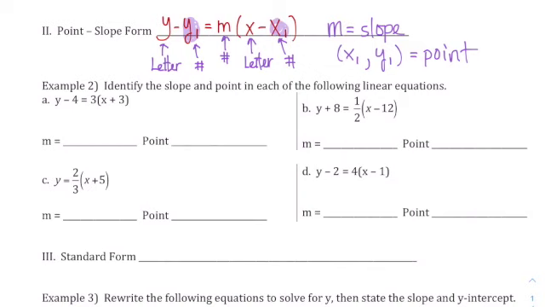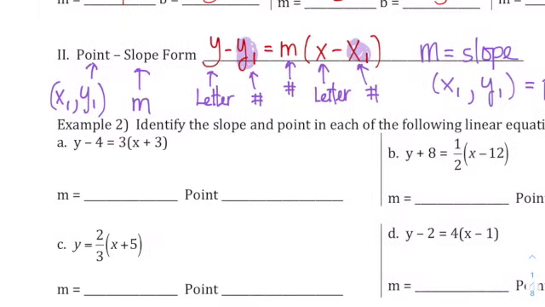Now why is it a point? Well, we have a point x1, y1 right here. That's the x1, y1, not x and y, x1, y1. And there's your m. And that's why it's called point-slope form. You have a point, you have a slope. Now what we're going to do is give you the equation, and we want you to extract the point and the slope.